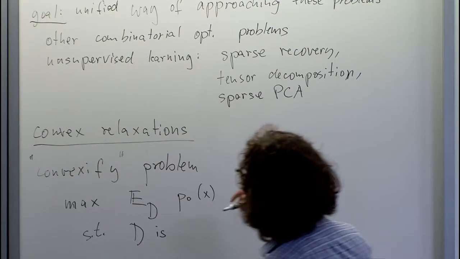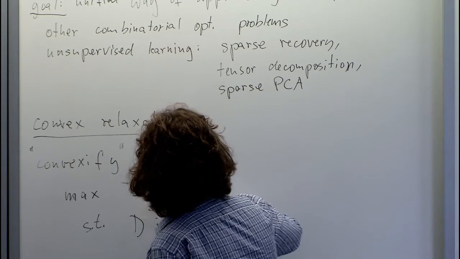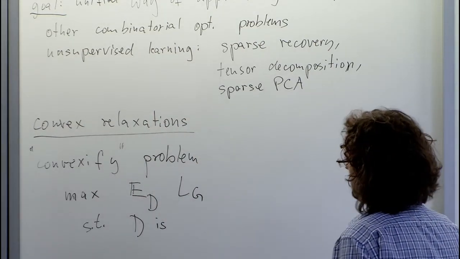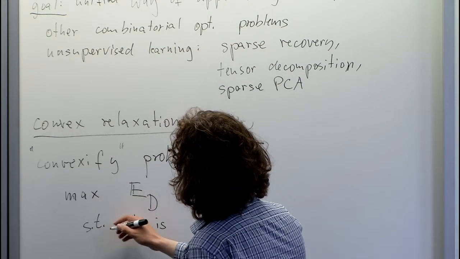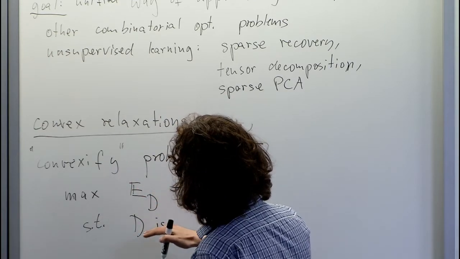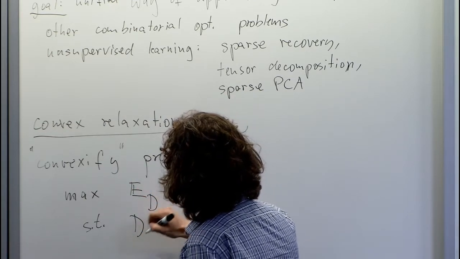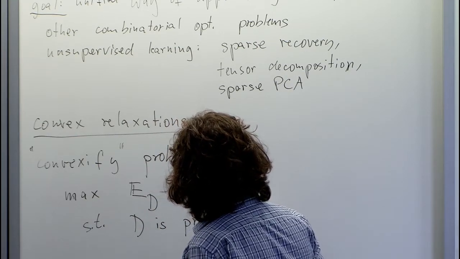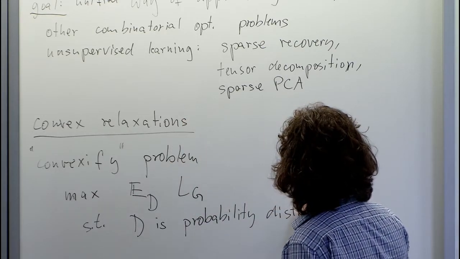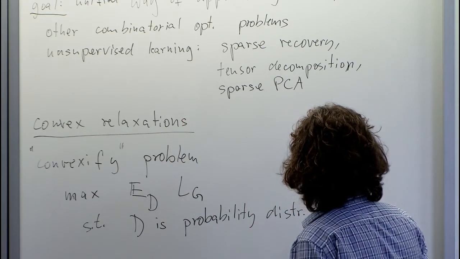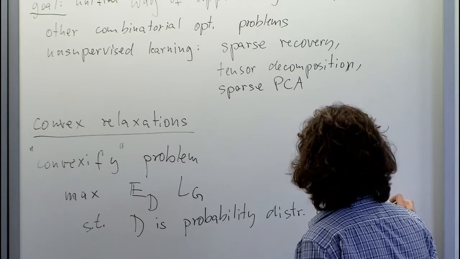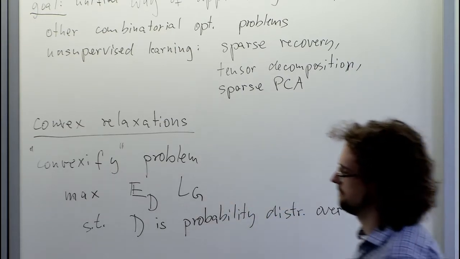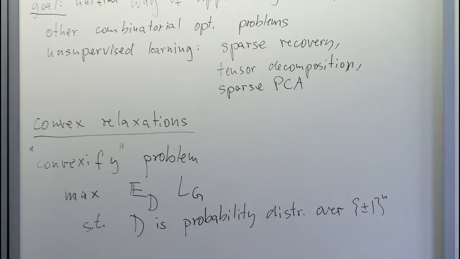Okay, so let me keep this example of max cut. It will make things a little bit easier. So how do you convexify max cut? Here you want to find a distribution D, a probability distribution over the hypercube, and you want to maximize the expectation of the polynomial that you're interested in, with respect to this distribution.